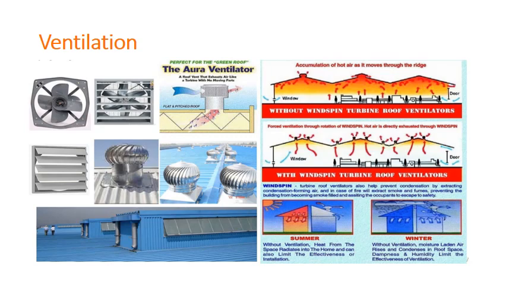So you can see here different kinds of machineries or instruments like an ordinary exhaust fan, then an industrial exhaust fan. We can also see wind-spin turbine roof ventilators, without and with the wind-spin turbine. So all these kinds of devices can remove the accumulation of hot air or steam and make the atmosphere comfortable for the workers and for the machineries and also for the buildings.